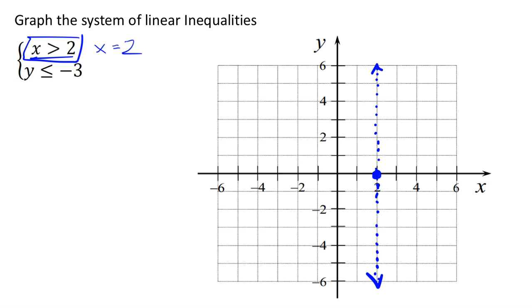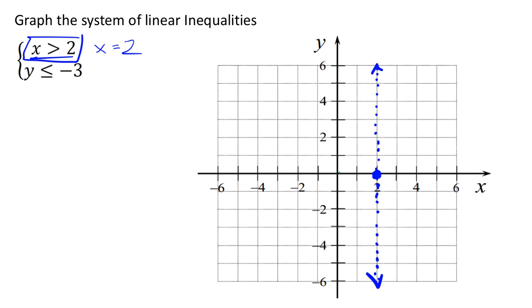Now for the shading, so be careful, because some students say, well, whichever way it's pointing, that's the way you shade, which works in this case. But just be careful, because sometimes what they'll do is they'll switch the x and the number, and then it won't be that way. I look at it like this: I always test a point.